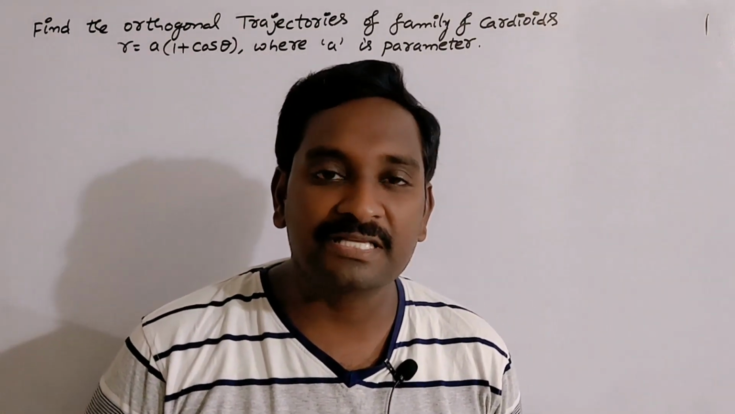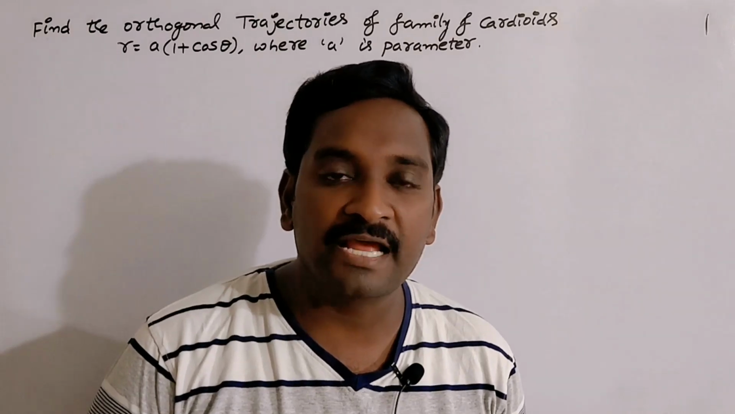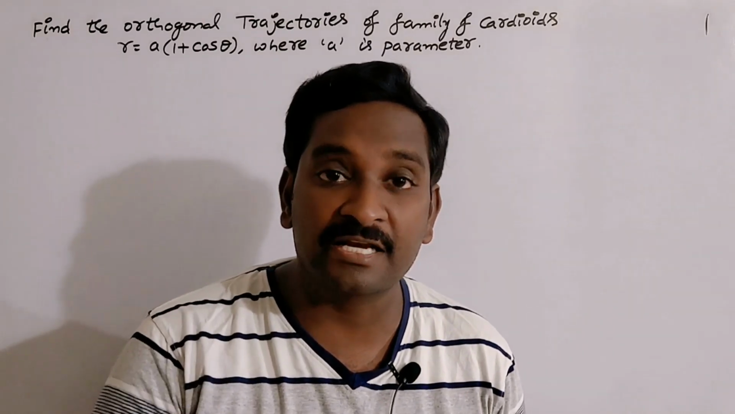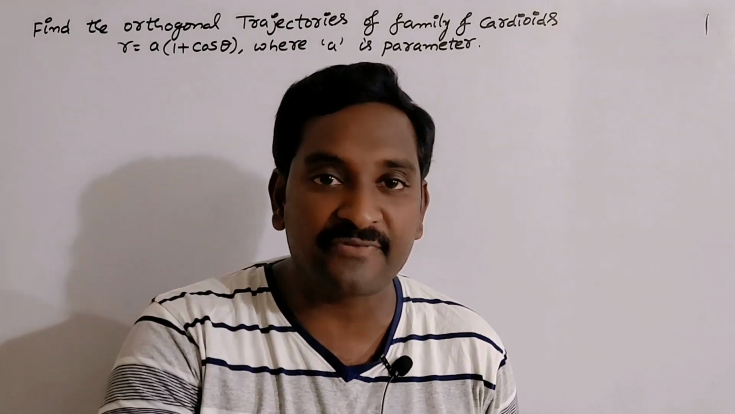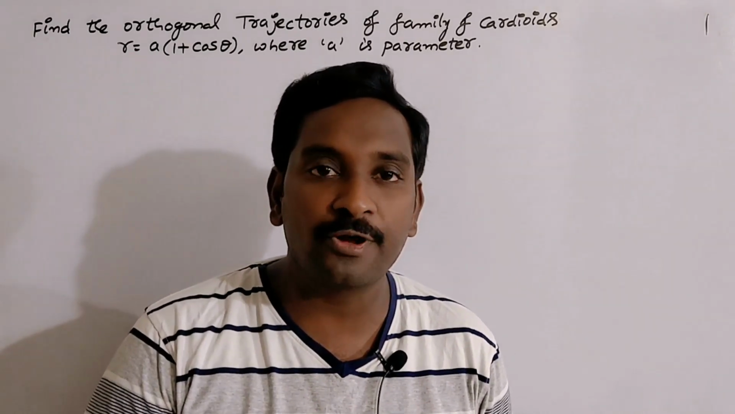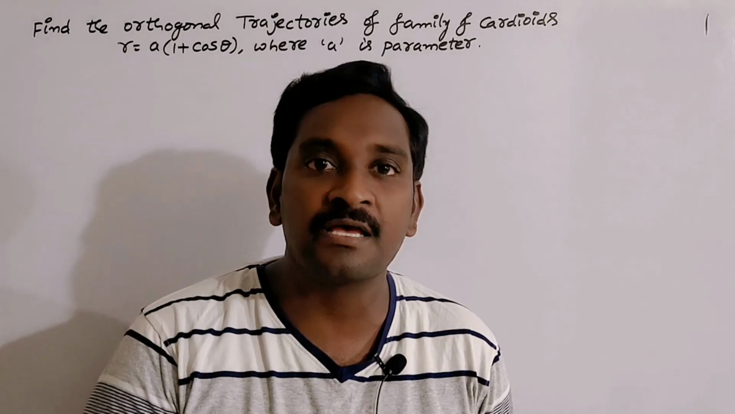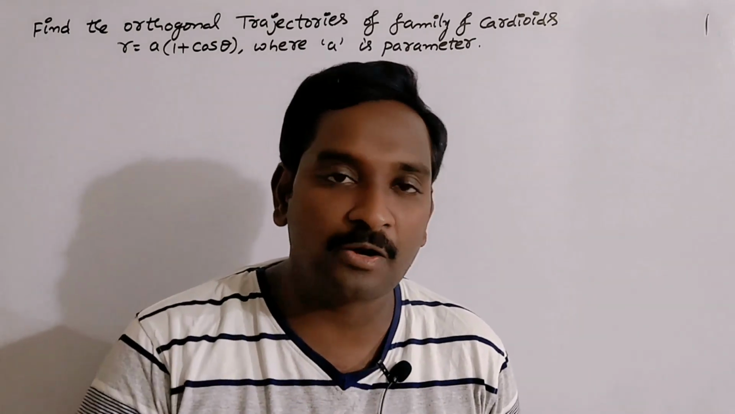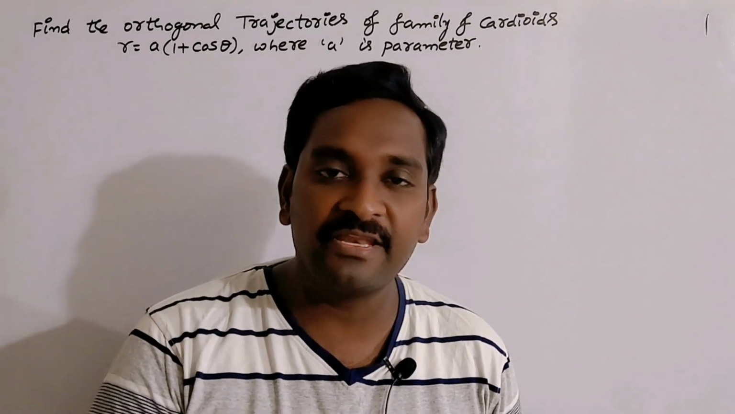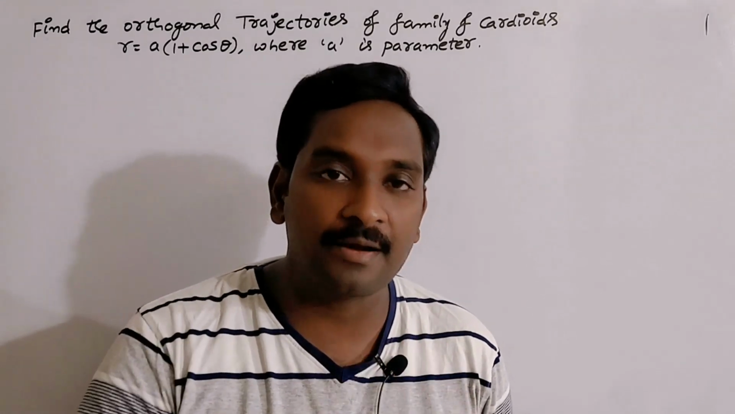So far we have discussed finding orthogonal trajectories of a given family which are in Cartesian coordinates only. It means that the given family of curves is in terms of x and y. Now onwards we are going to find the orthogonal trajectories of a given family of curves when the given family is in polar coordinates. It means that the given equation of curves is in r comma theta.